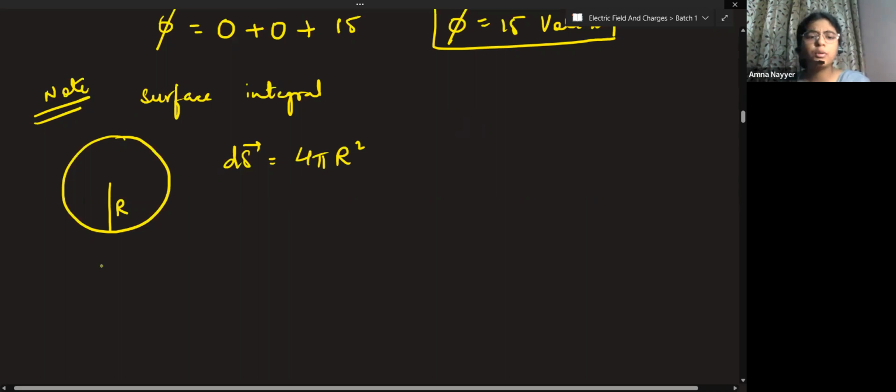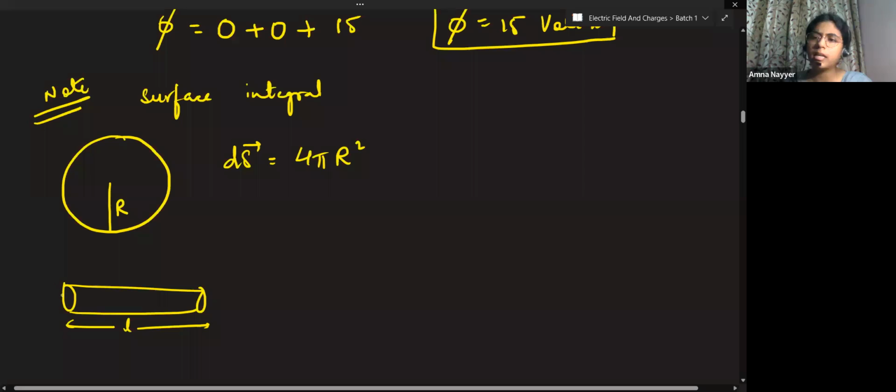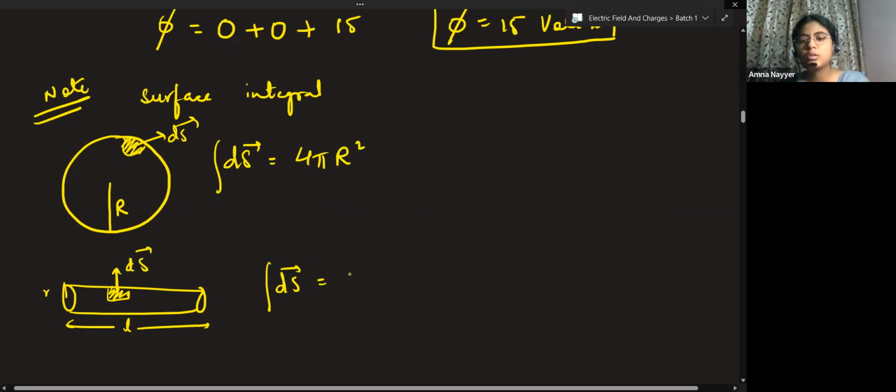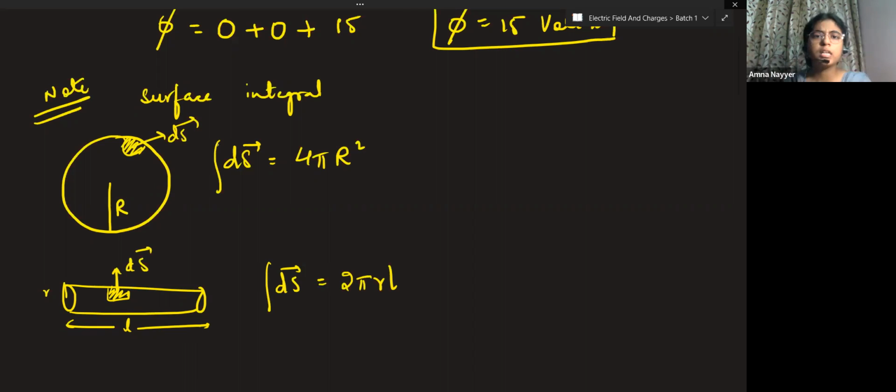Or if you have another figure, let's just take an example of a cylinder. L is the length of the cylinder and small r is the radius of the cylinder. So you will be considering a very small element again. Here also we consider the very small element. This was ds. Here also you will consider this ds. So what will be the value of ds for this cylinder now? If length is given to you, r is given, it is 2 pi rl. 2 pi rl is the curved surface area. So you will be considering 2 pi rl by yourself only.